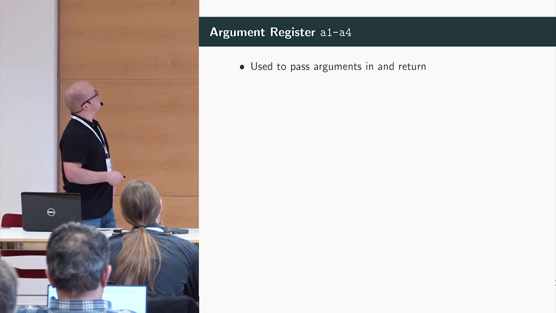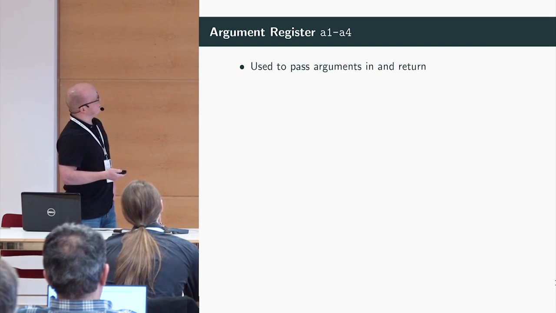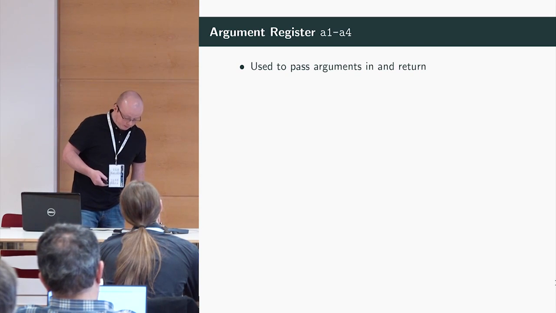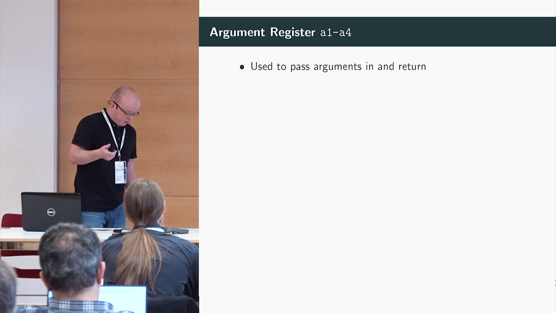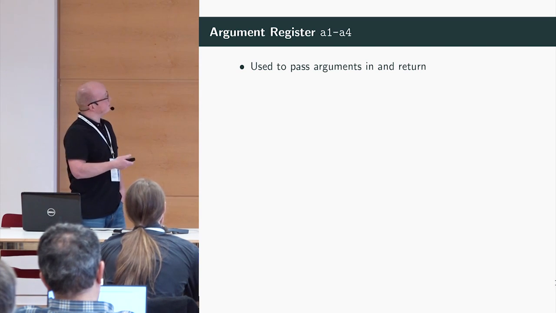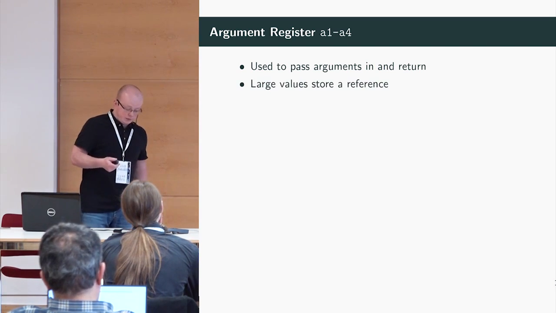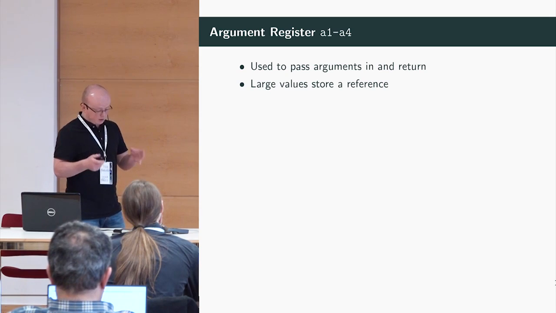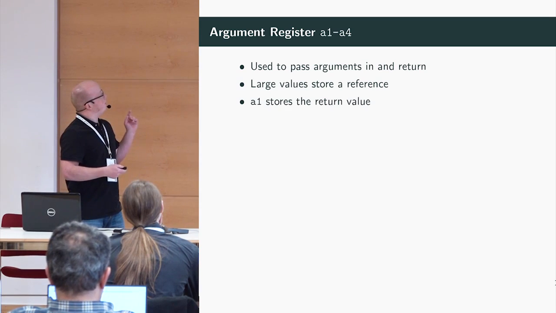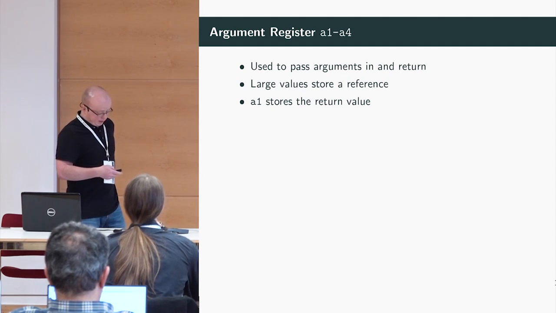Now, also important are the argument registers. Because if we need to implement a function, we have support from the architecture, if you will. We have 4 registers that store the argument values, which are A1 to A4. They also store the return value.